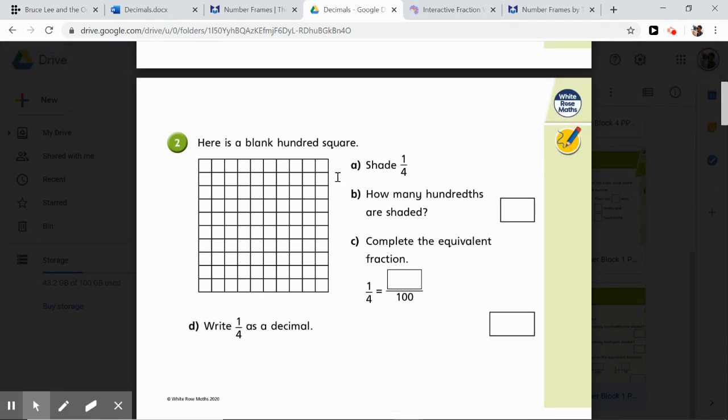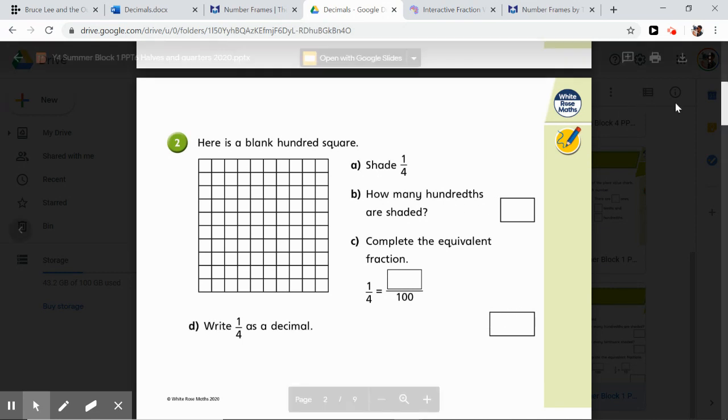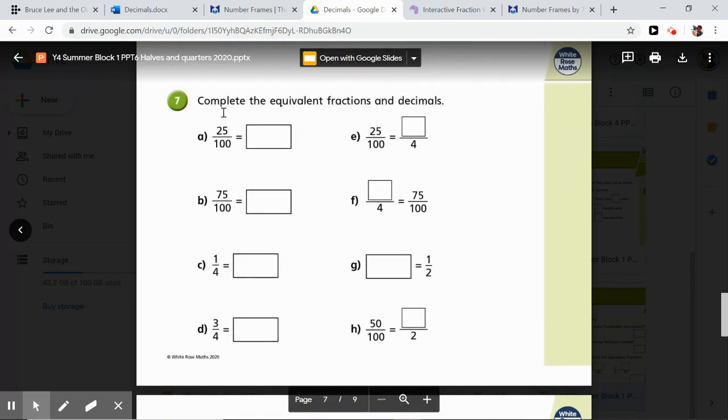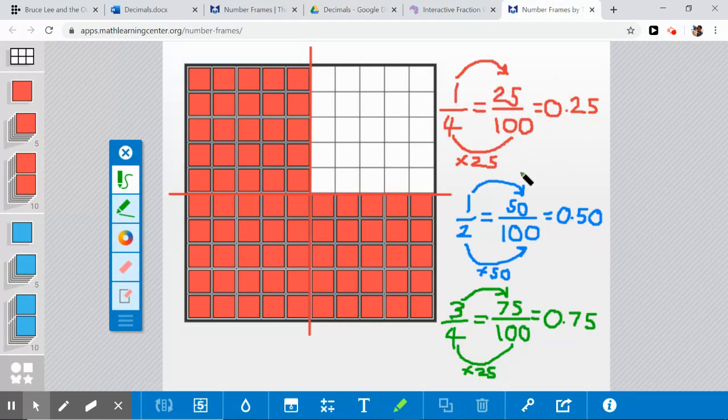For challenge 1, you're going to have to colour in or shade a quarter on this 100 square. Tell us how many hundredths are shaded, and then complete the equivalent fraction, and then write a quarter as a decimal. For challenge 2, you need to complete these equivalent fractions and decimals. Think about what I showed you when I did this. This will come in handy for challenge 2.